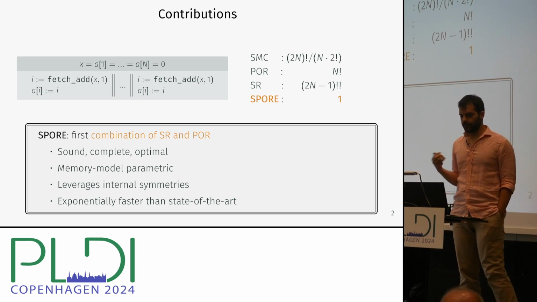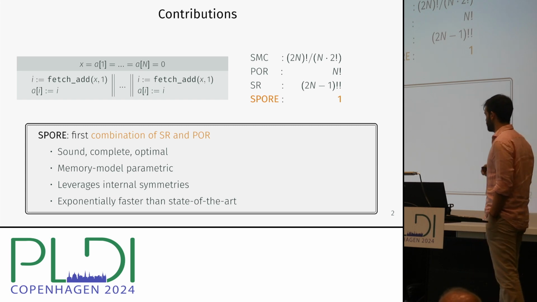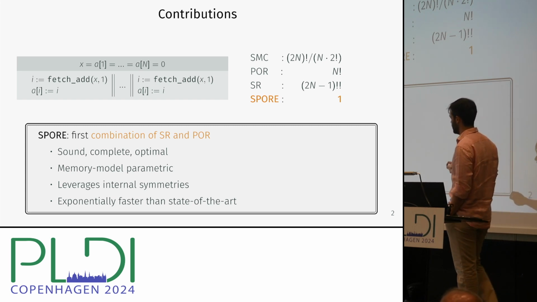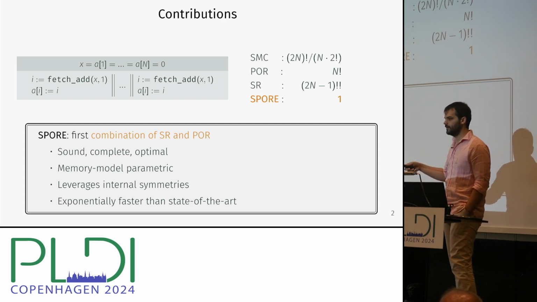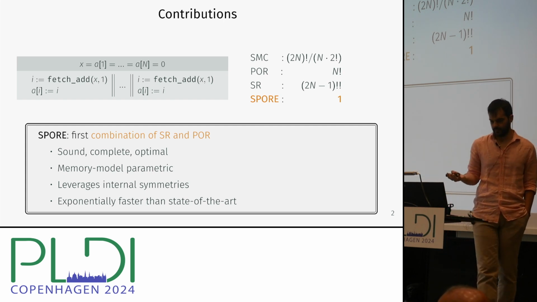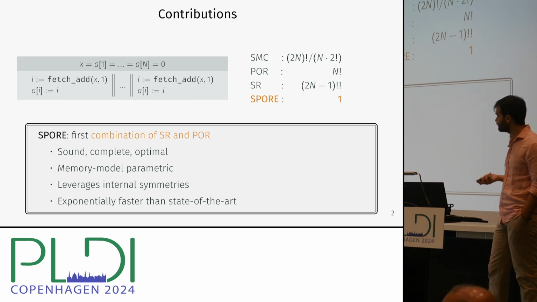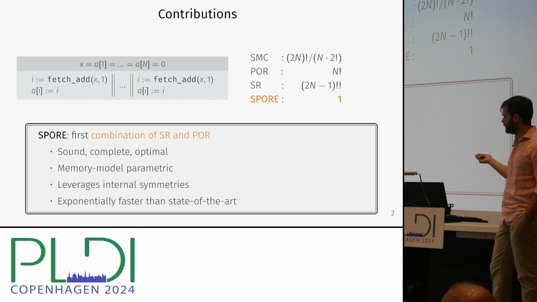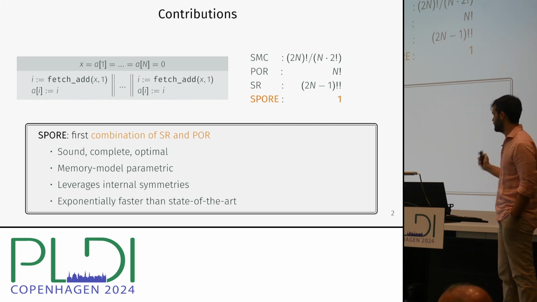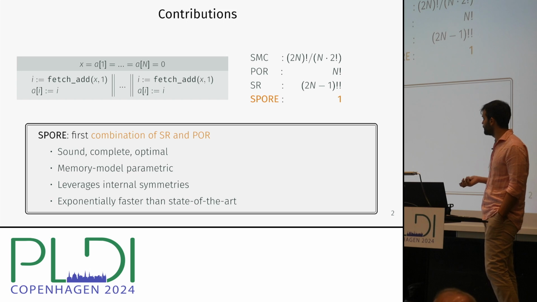It leverages internal symmetries, which is a novel notion that we introduced in this paper, and I'll discuss in a bit. And of course, it's faster than the state of the art if the programs have some sort of symmetry. So let me tell you how SPORE combines symmetry reduction and partial reduction.